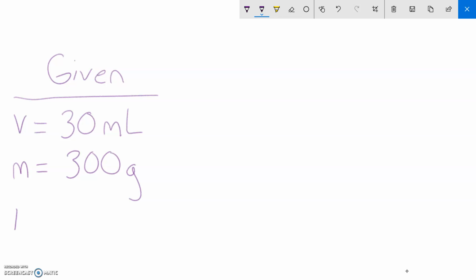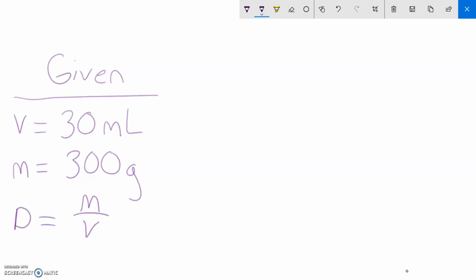And that formula is D equals M over V, right? Where M is our mass and V is our volume. Now our mass is typically going to be given to us in grams, and our volumes should be in either milliliters or cubic centimeters. Okay, and so in this case, they've given us both of those pieces of information. So we have everything we need to solve for density.